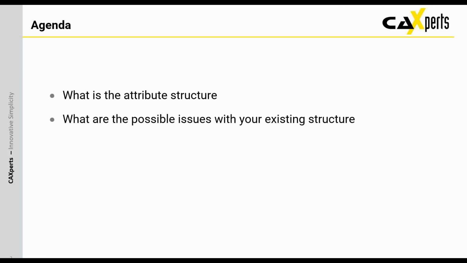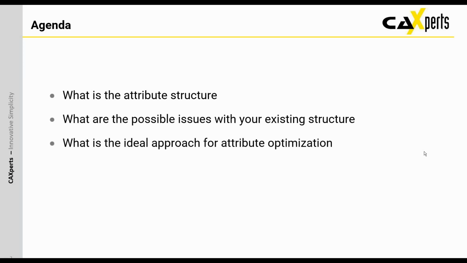Let's look at our agenda today. So we're going to have a look at what is the attribute structure. What are the possible issues with your existing structure? What is the ideal approach for attribute optimization? And how does UPV support you with that approach?